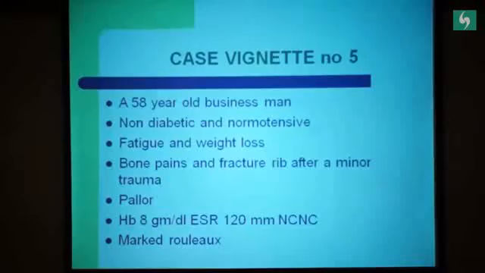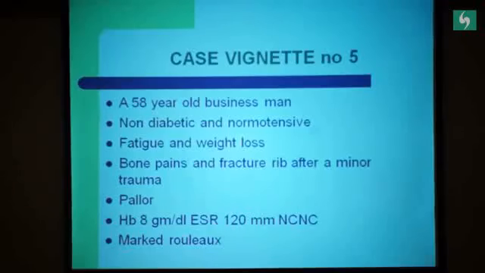This was another gentleman, a 58-year-old businessman, non-diabetic, normotensive, presented with fatigue and weight loss. He had bone pains in the past, but he was ignoring them. So his fatigue, weight loss and bone pains were spanning probably about 3 to 4 months. Then one day he had some trivial trauma, he presented with pain, and he was found to have a fracture of the rib. When he came in, we saw there was pallor, hemoglobin was 8, again normocytic normochromic, ESR of 120. On the peripheral smear, we saw marked rouleaux.